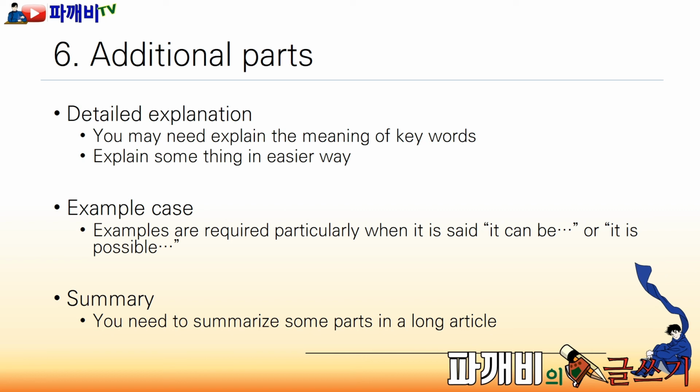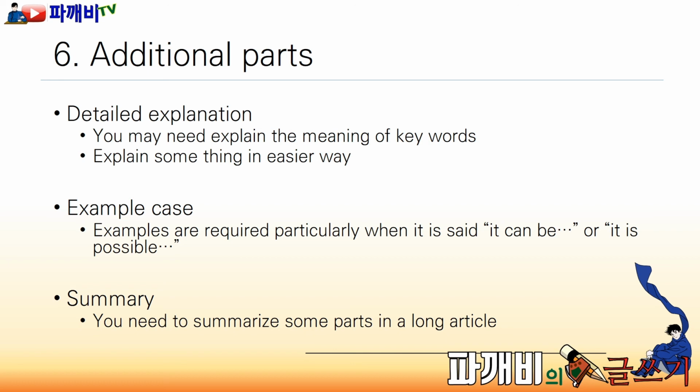Detailed explanation is one of them. You need to ask a simple question and give a simple answer for a good article. So, you need to write short sentences. But if a short sentence has a complicated idea, it must have a complex keyword. So you have to explain its meaning in detail in most cases. The second is addition of example cases. You need this particularly in the context of something like it can be blah blah blah or it is possible blah blah blah. Why? Because a question like, is it possible? In what case? will follow.